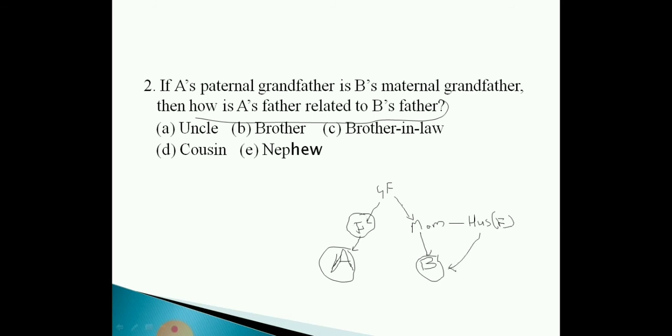Then the question is, how is A's father related to B's father? Look at that, the arrow is going. A's father's sister's husband is brother-in-law. So the answer is brother-in-law for this question.